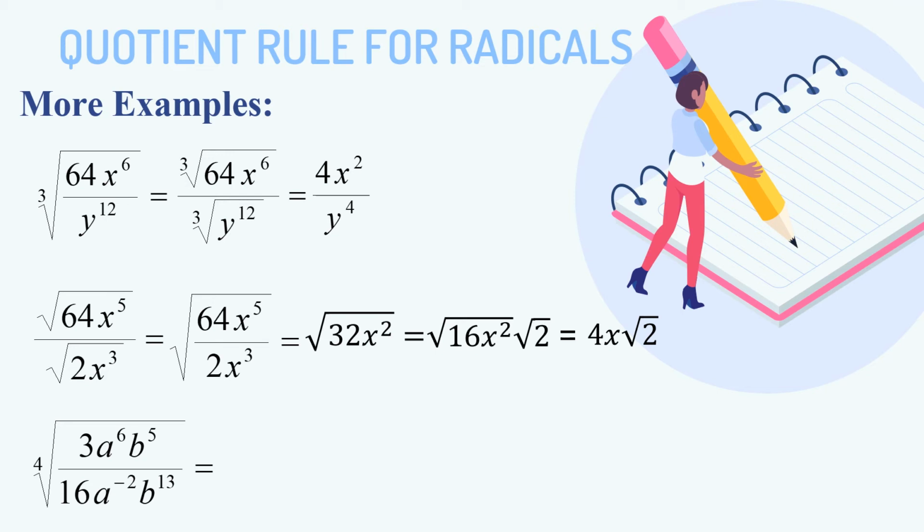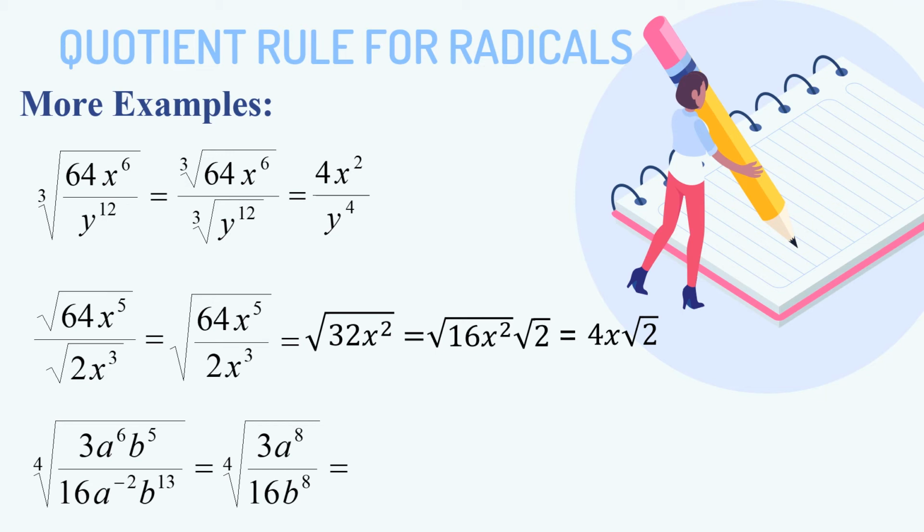And b to the 5 over b to the 13, same idea, but I apply the following. Which one has the greatest power, b to the 5 or b to the 13th power? B to the 13th power, and it is at the bottom, so I leave the b at the bottom and I subtract 13 and 5. So this becomes the fourth root of 3 over 16, there is nothing that I can do with that, times at the top 3a to the 8. Remember that we add because it was 6 minus negative 2, over 16b to the 8, because 13 minus 5 is 8.